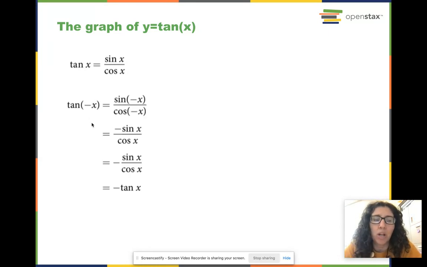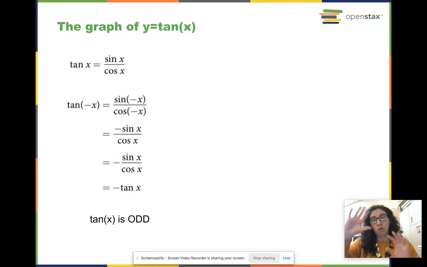Let's think about this next one before I tell you what this means. If we're finding tangent of negative x, we're thinking about whether tangent is even or odd, right? We've talked about this a little bit. So tangent of negative x is sine of negative x over cosine of negative x. Sine is odd, so sine of negative x is negative sine of x. Cosine is even, so it's just cosine of x. So this is negative sine x over cosine x, which is negative tangent x. So what this means is, tangent is odd. That's something else to keep in mind. It's going to have origin symmetry or rotational symmetry.